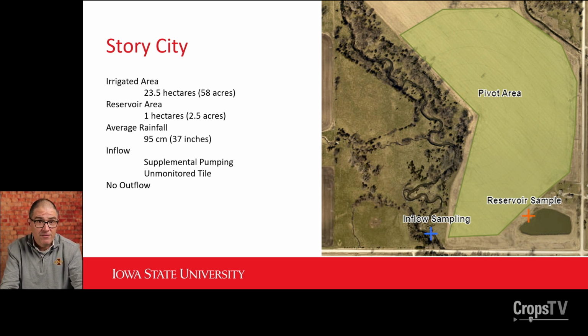And so we have the irrigated area of about 58 acres. The reservoir is about 2.5 acres. And in this case, the inflow is either that supplemental pumping or unmonitored tile flow. No outflow in this case. So all the water that we're taking from the stream would either be lost by evaporation from the reservoir pool, seepage from the reservoir, or through irrigation put into the pivot area.